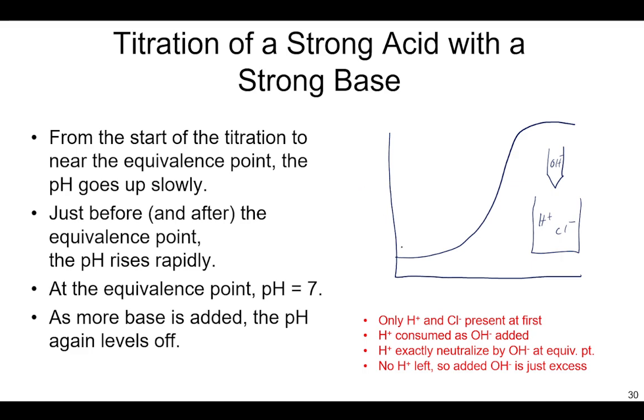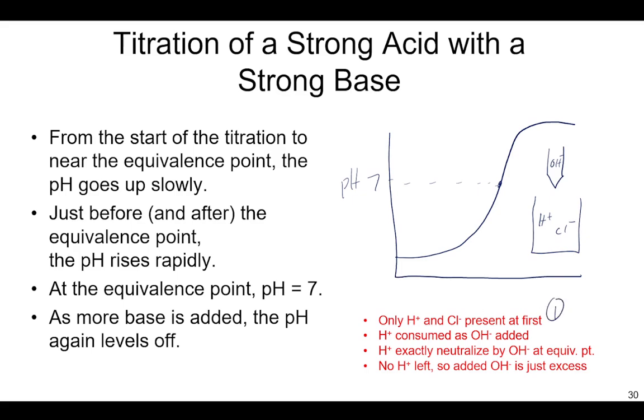Okay, so at the start of the titration, nearly up to the equivalence point, the pH goes up slowly, and then just before and after the equivalence point, it really starts to rise rapidly. Here, the pH at the equivalence point will be 7, and after it'll continue to rise and then sort of level off.